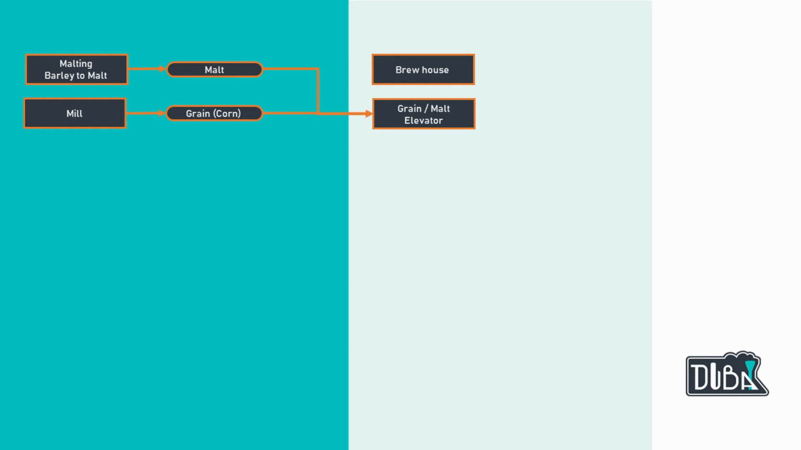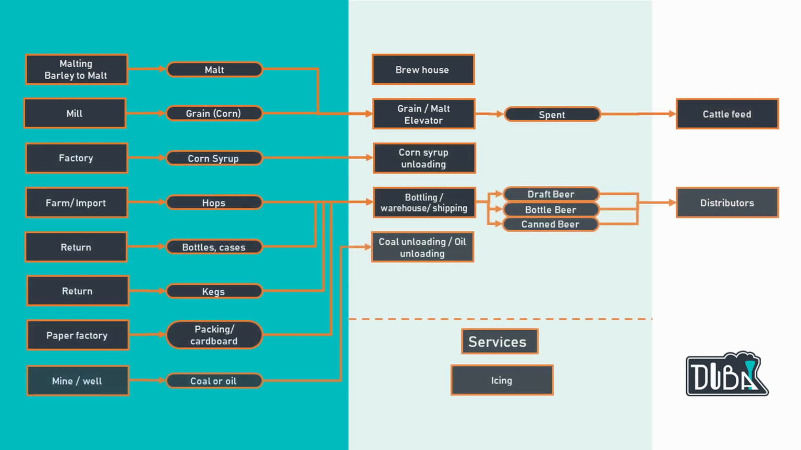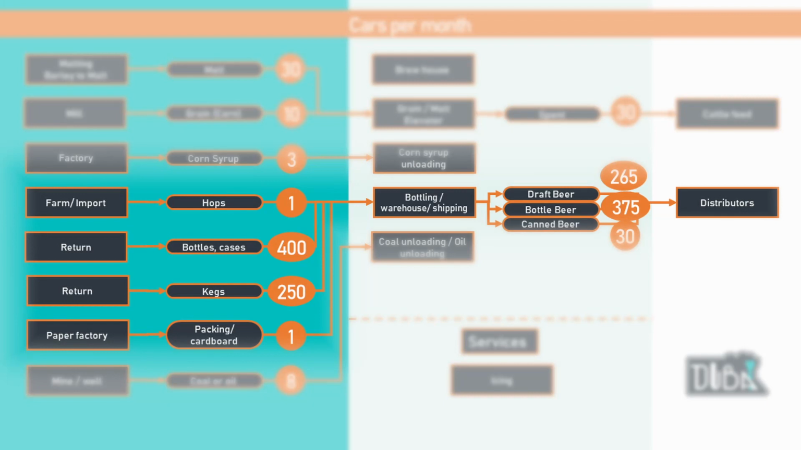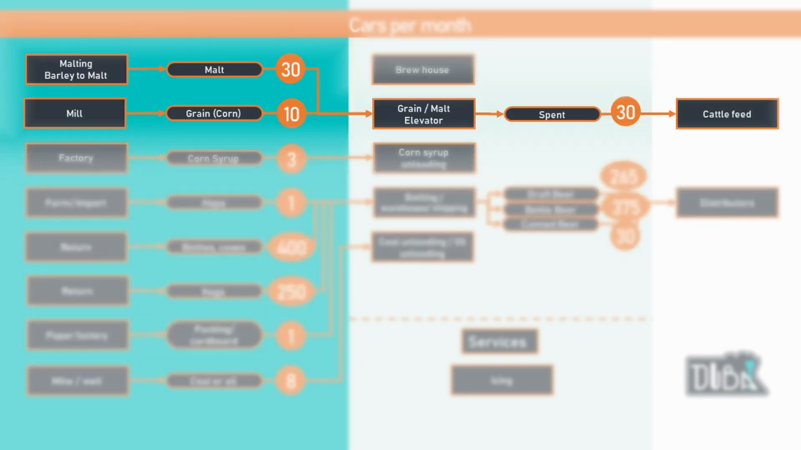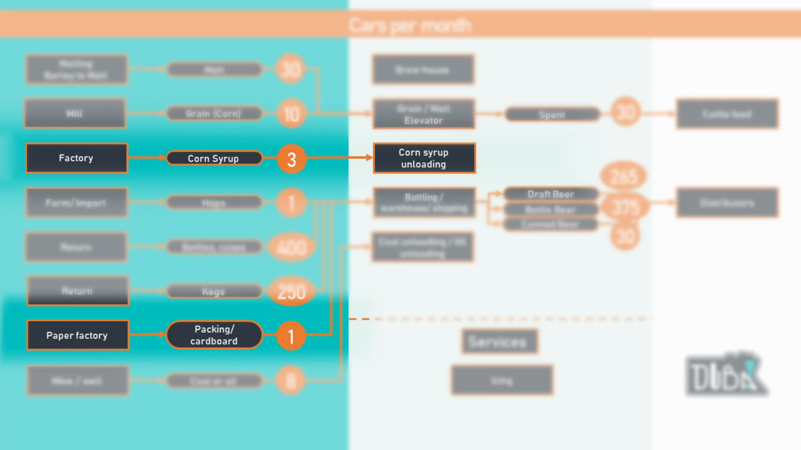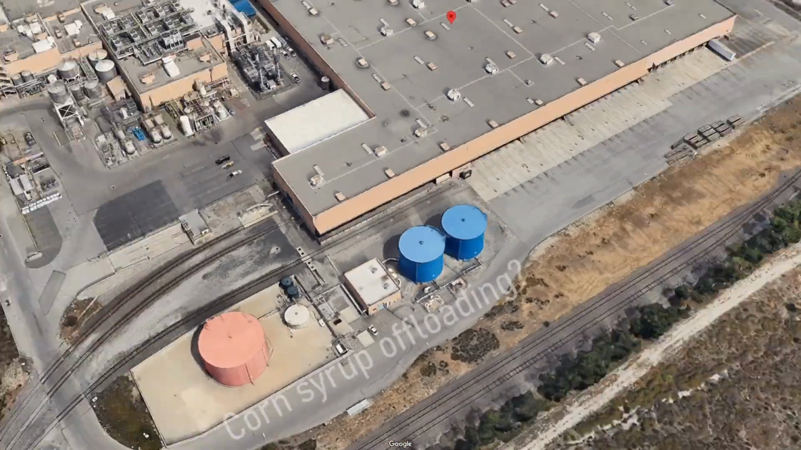And here's a sheet of all the different processes that you see in a brewery, and the numbers are basically the amount of cars that come in or go out each month. So right off the bat, you see that the bottling and shipping warehouse in the middle is the most busy. So that's going to be a relatively large structure that needs to handle a lot of cars. And above that is the grain and malt elevator that receives a considerable amount of cars, so it's good that that will be represented as well. And depending on your time frame, you can have a corn syrup unloading section, or perhaps a separate building for packing materials as well, although they won't receive a lot of cars.